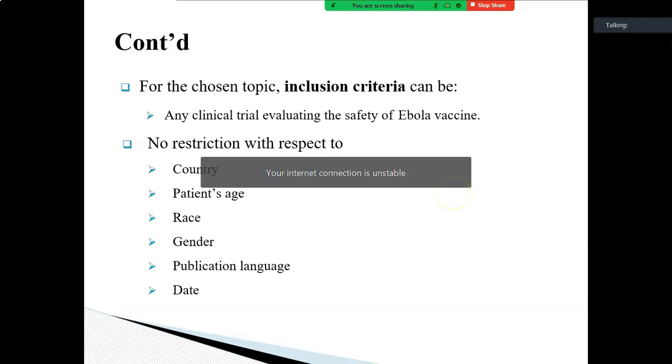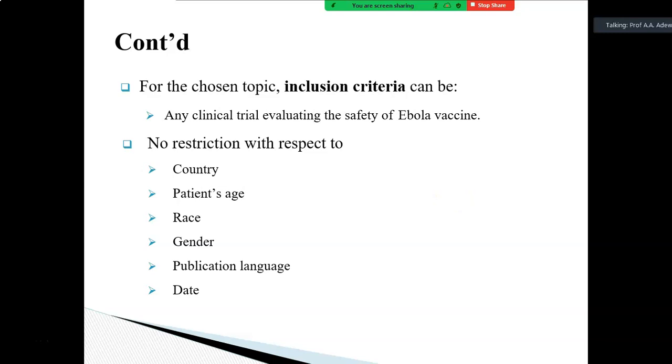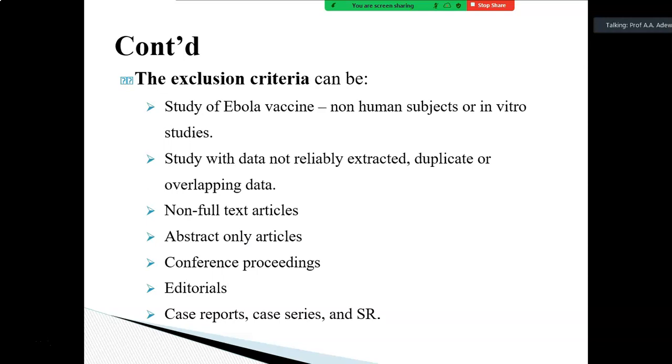Next slide. For the chosen topic, inclusion criteria can be any clinical trial evaluating the safety of Ebola vaccine. And with this, there should be no restriction with respect to the country where these articles have been published. There is no restriction to the patient's age. There is no restriction to the race or the gender or the publication language. Even in Chinese, Spanish, all papers that can be gathered in respect of Ebola vaccine safety should be aggregated. And of course, there will be no restriction to the date of publication.